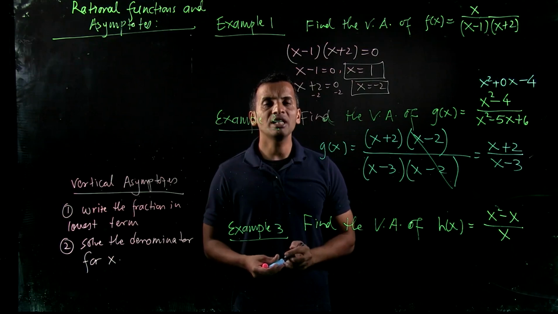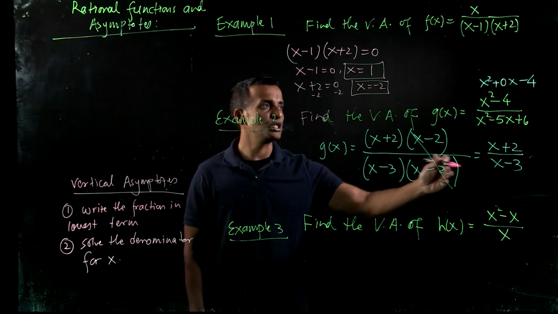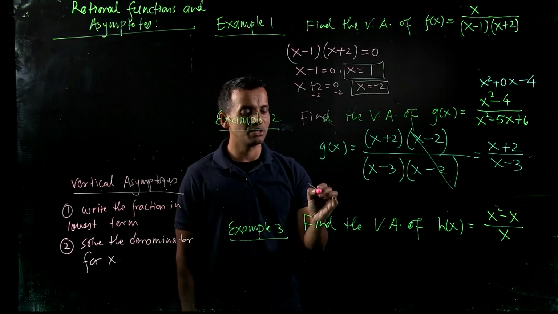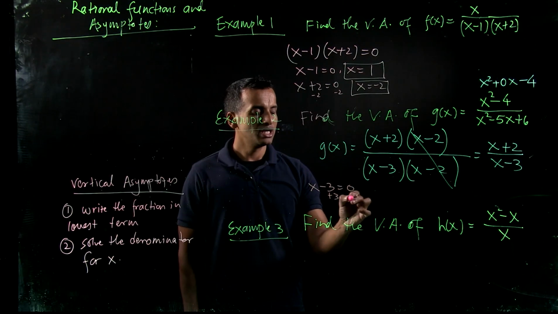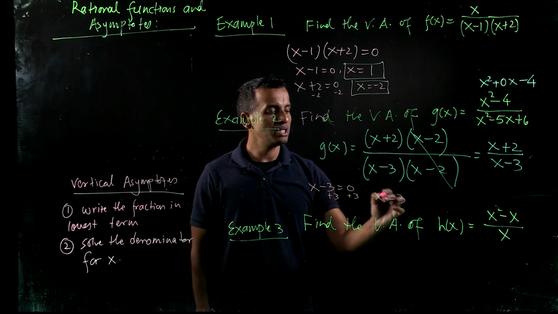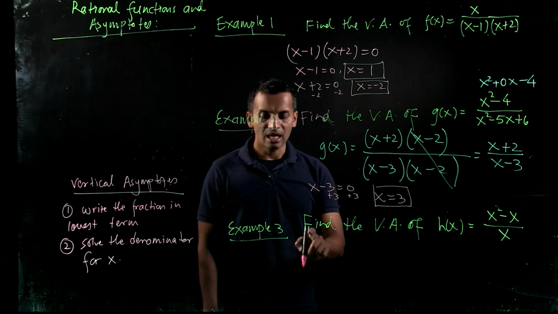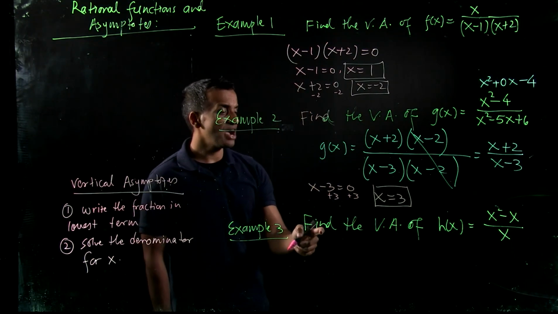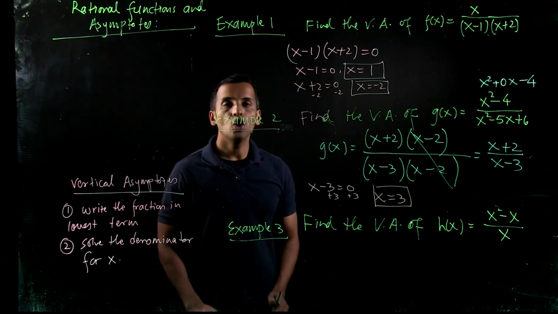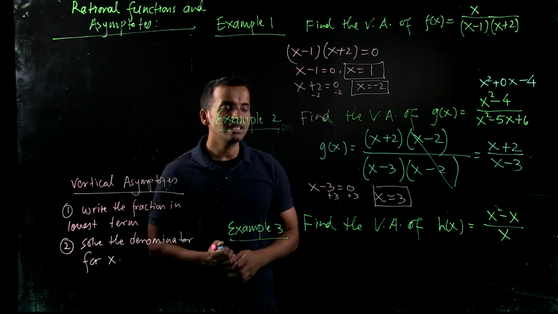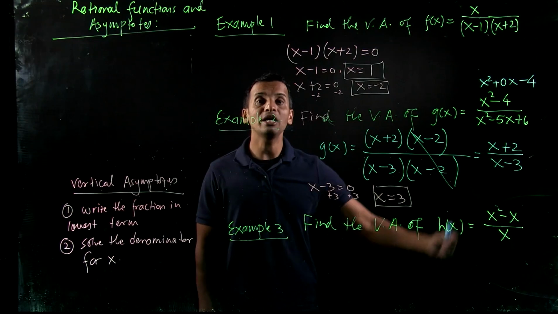Once you get the lowest term, to find out the vertical asymptote you solve the denominator for x. You do x minus 3 equals 0. Add 3, you get x equals 3, which is the vertical asymptote. Now the last one: find the vertical asymptote of h of x equals x squared minus x over x. So do you think this is in the lowest form? We don't know it, right? So what you do is you try to get the factors.